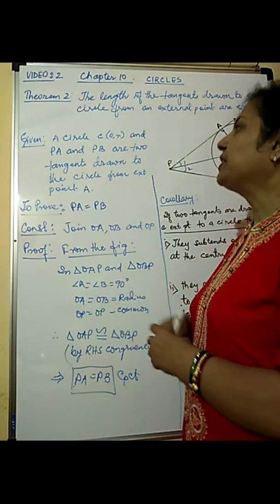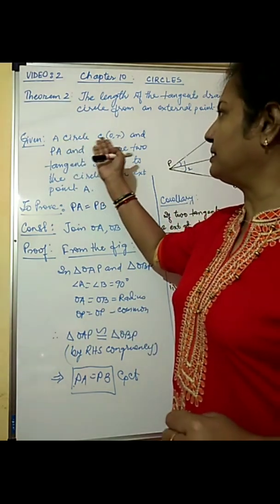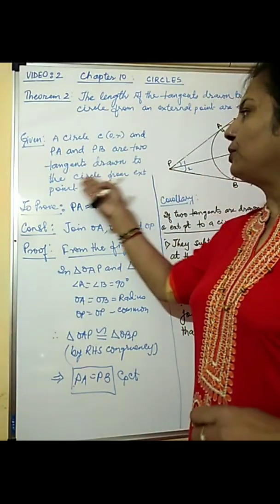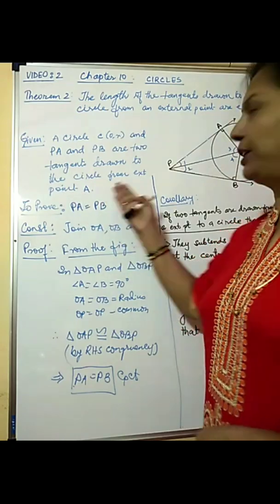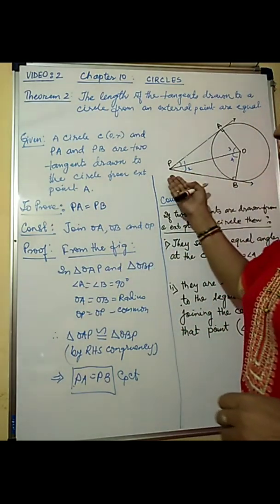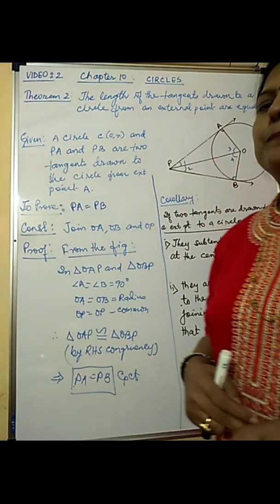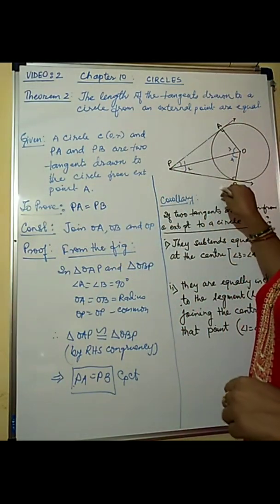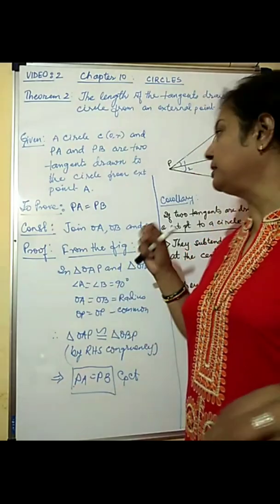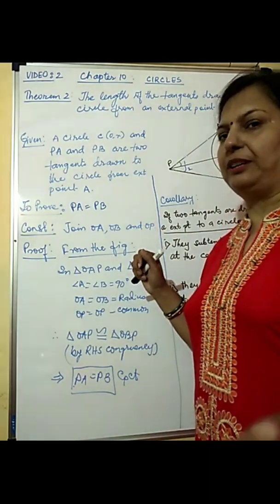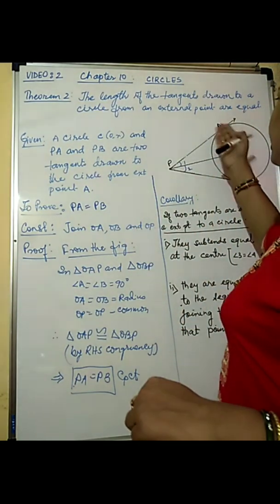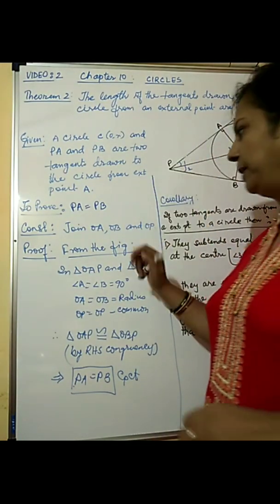Let us try. So what is given to us? A circle with center O, and PA and PB are two tangents drawn to the circle from exterior point P. What we have got to prove is that PA is equal to PB, that is, the length of the tangents drawn from the exterior point are equal. The construction that we require is, let us join OA, OB and OP.